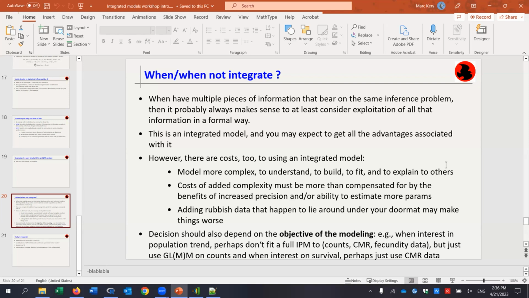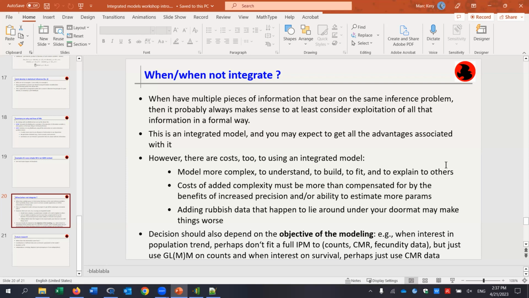And we should be critical and try to gauge the value of each individual data set and then think, should we really put it together? Even though it's fun to make, it's sexy because everybody wants to do integrated models, integrated population models or so, it's not the case that we should always do this. And the decision whether we should integrate or not should also depend on the objective of the modeling. And what's the goal of a model? That's one of the most forgotten topics in modeling, I feel. We should always be clear about what exactly we want with our model.